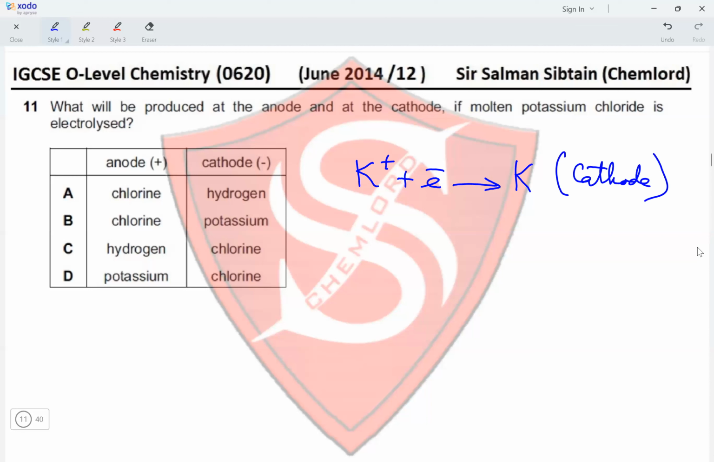And for chlorine, we have got chloride ions. So two chloride ions will release 2 moles of electrons and form chlorine gas. So removal of electrons is called oxidation, and oxidation takes place at the anode.